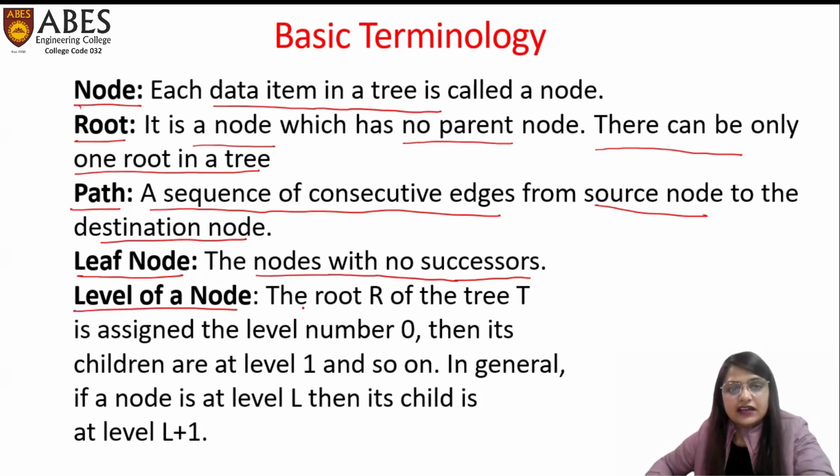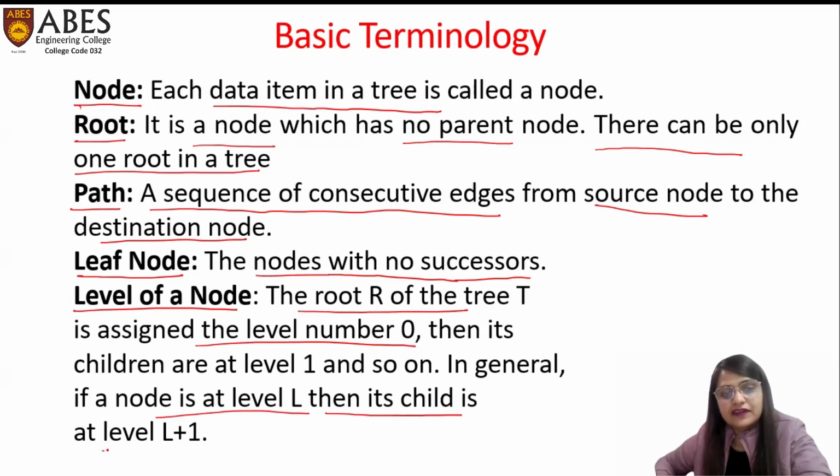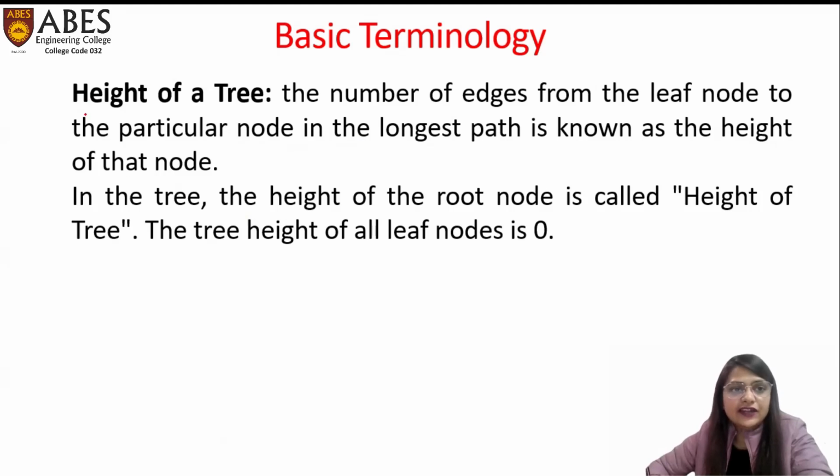Level of a node: the root node of the tree is assigned the level number 0, and its children will be at level 1, and then the level 1 children will further be assigned level 2. It means if a node is at level L, then its child will for sure be present at level L plus 1. We will focus on all these basic terminologies through a diagram, which I'll discuss in the next slide. Next one is height of a tree.